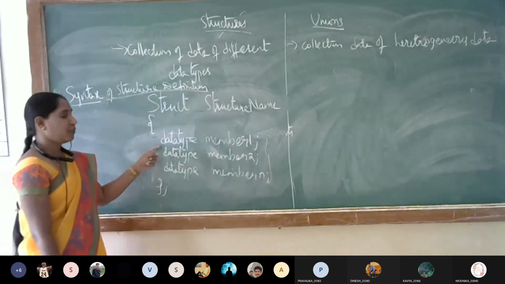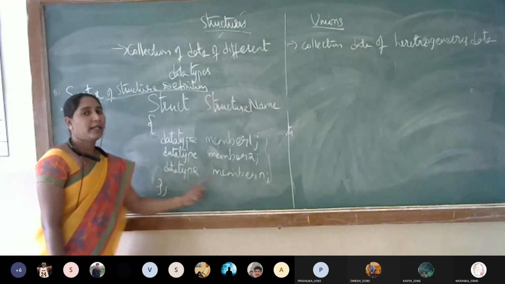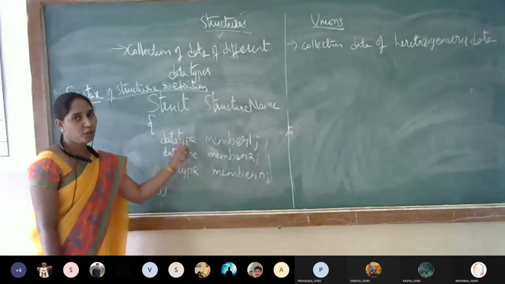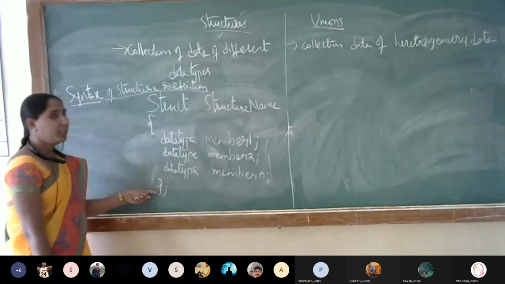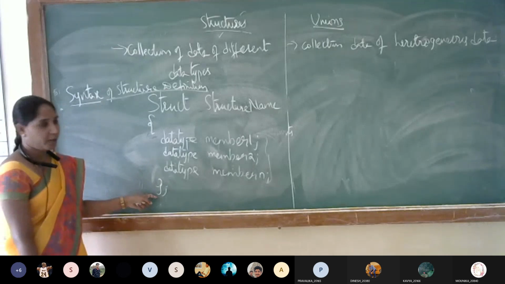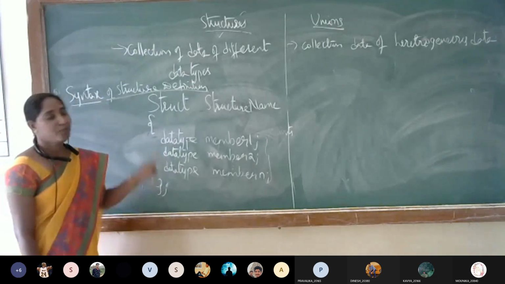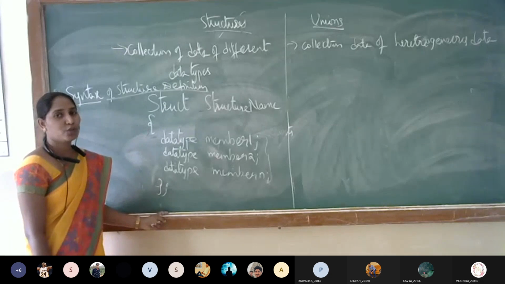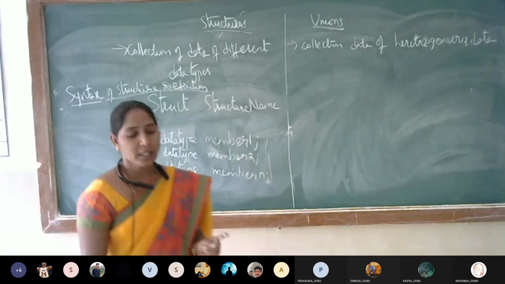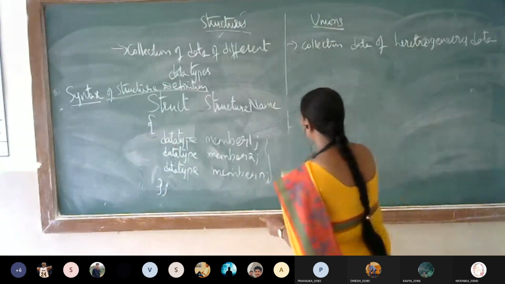Then data type member 1, data type member 2, so on to data type member n. After completion of the specification of the members, terminate this structure by making use of closing flower braces, and then finally it should be terminated with semicolon. So this syntax is used for defining one particular structure. For example, we will first write an example of this structure.